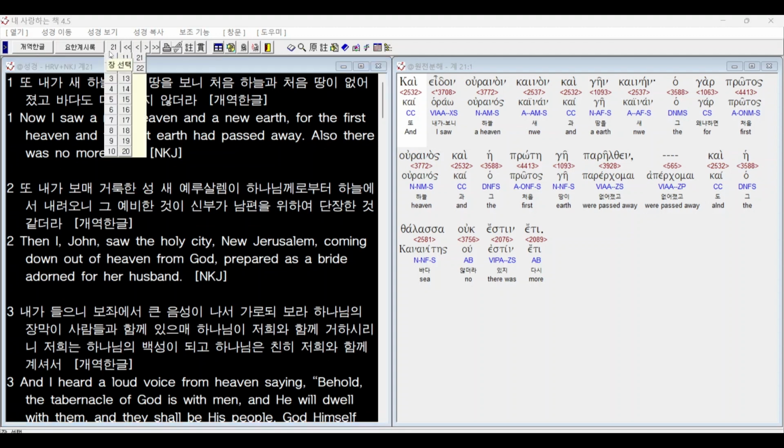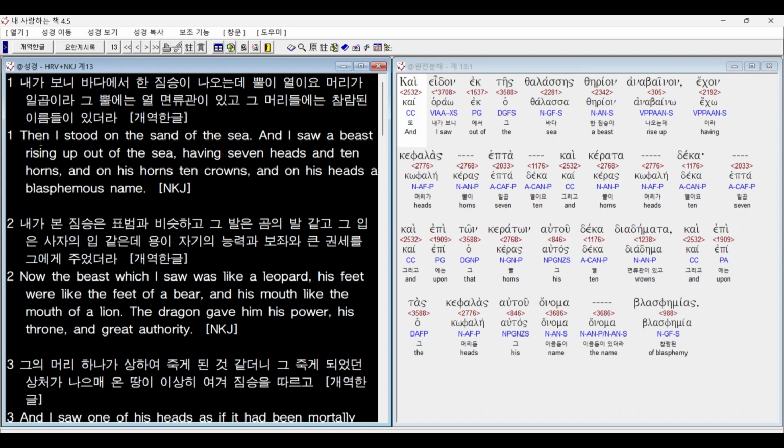When we go to the book of Revelation chapter 13, verse 1, I stood on the sand of the sea. I saw what? A beast rising up out of the sea. This evil beast coming out of the sea, distributing the water. The water is the spirit. The spirit is the speech, the mouth of the dragon, the mouth of the beast, the mouth of the false prophet. So this evil beast comes rising out of the sea.